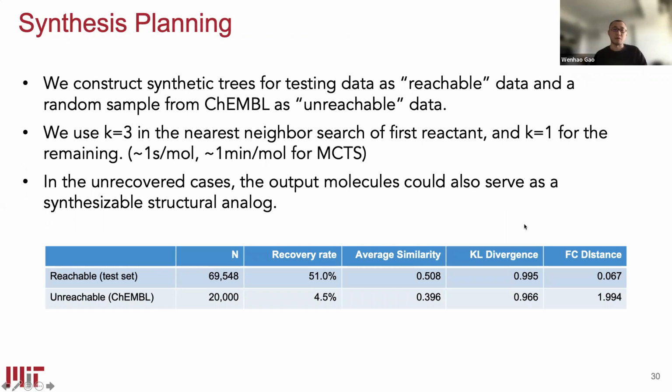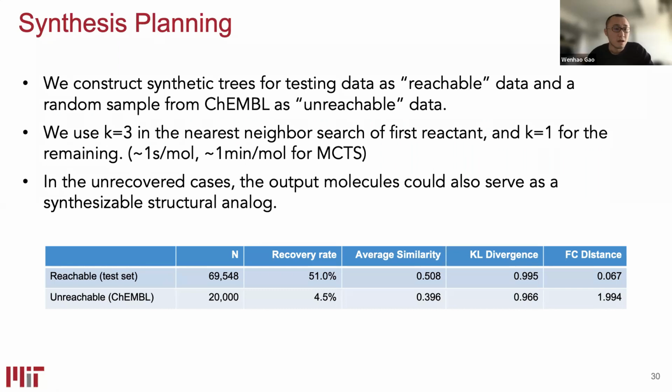So to validate our model, we first test the amortized synthesis planning, which is the task that Retro* failed. We use the test set constructed from our templates and building blocks as reachable data, which means all of the molecules in this set can be constructed within our framework. And a random sample from Campbell as unreachable data, which means the molecules in this set cannot necessarily be constructed with our template set and viable compounds.